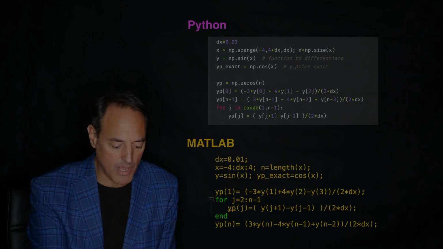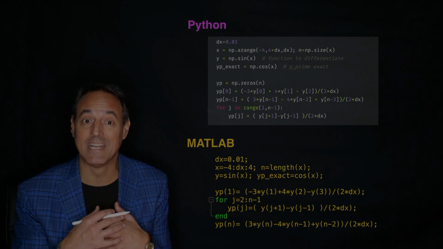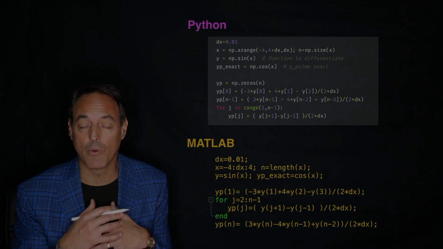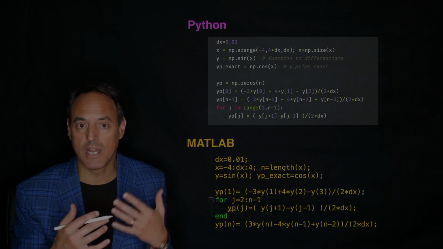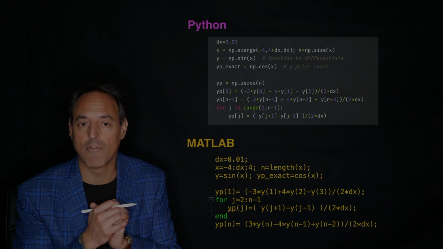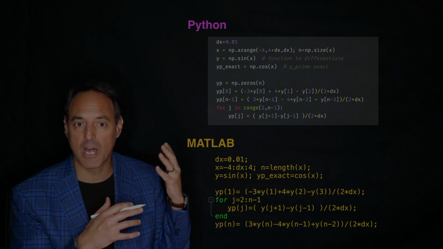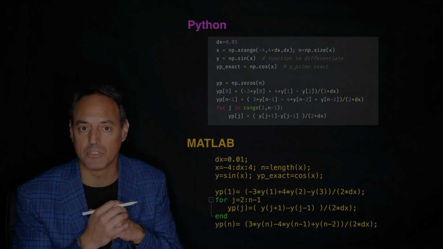So in Python, what you have here is I'm going to take a function, we're going to differentiate sine, and we already know that the answer is cosine. By the way, this code you can download off of the website and play around with it. I have some plotting options there so you can actually look at what these things look like.